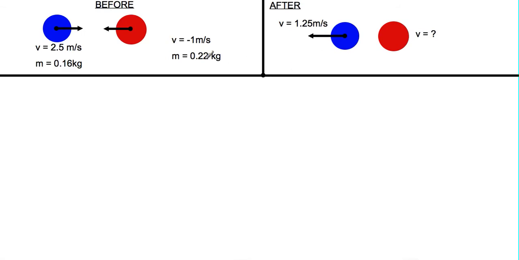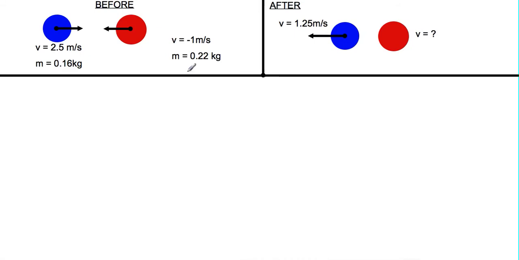In this case, we have a ball rolling to the right at 2.5 meters per second. It has a 160 gram, or 0.16 kilogram, mass, and another ball is rolling left at -1 meters per second. We defined left as negative, and it has a mass of 0.22 kilograms. Afterwards, this ball rebounds and rolls backwards, and with this other ball, we don't know what's happening. It could be going right or left, depending on how much momentum we had here.